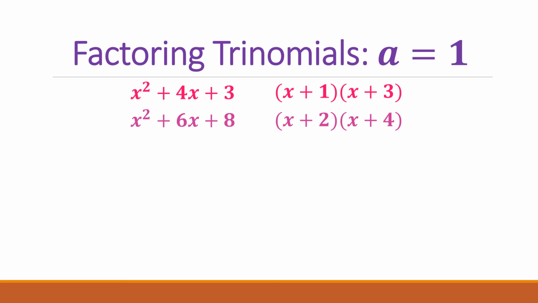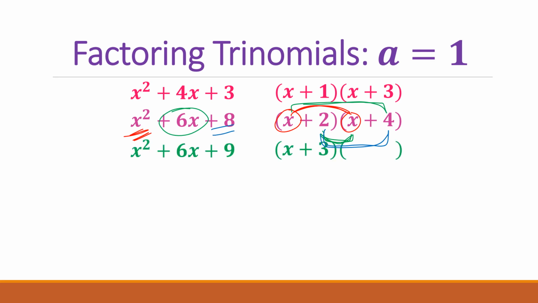Again, just remember, if you were to redistribute this, x times x is where that x squared comes from. The middle term, when you multiply these two things together and add them, that's where the 6x comes from. And the 2 and the 4 are where the 8 comes from. Here's the next one. This one's set up a little bit differently. I give you one factor. See if you can figure out what the other factor is.